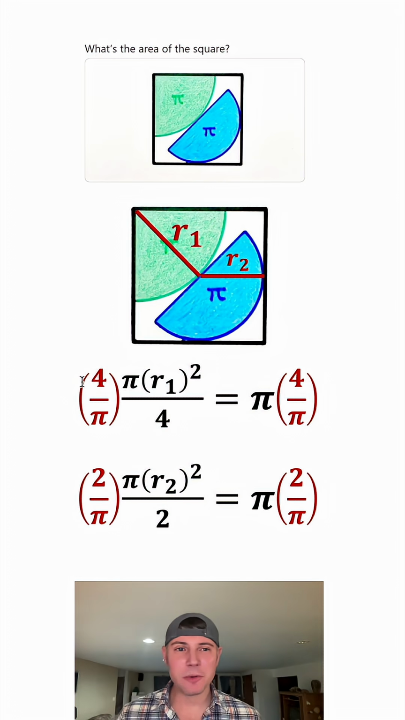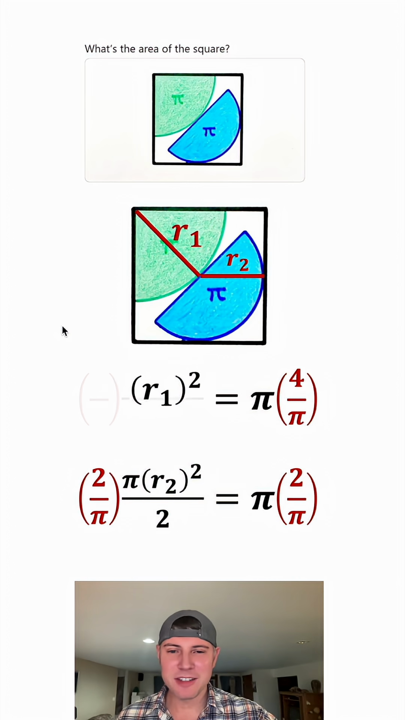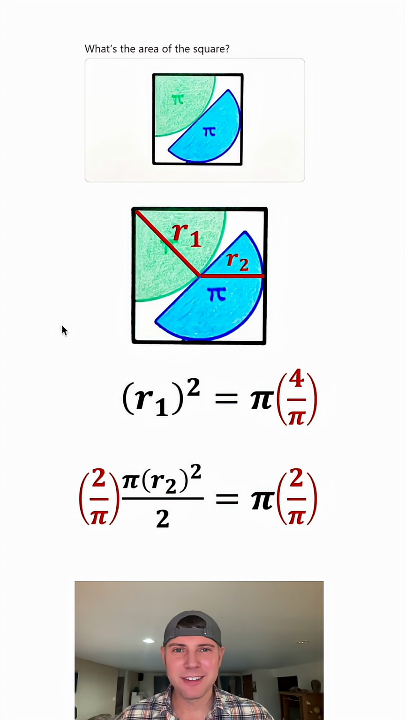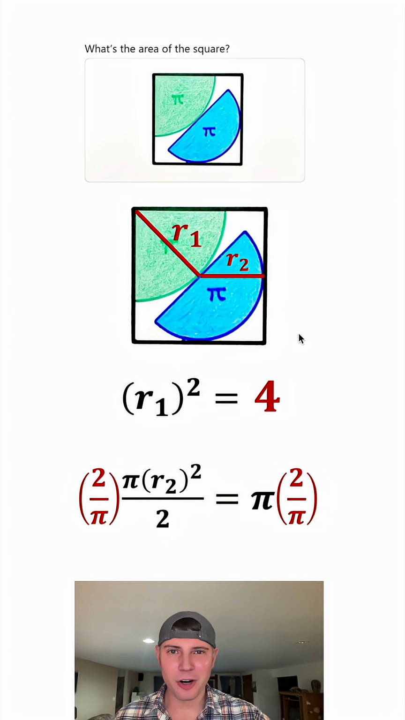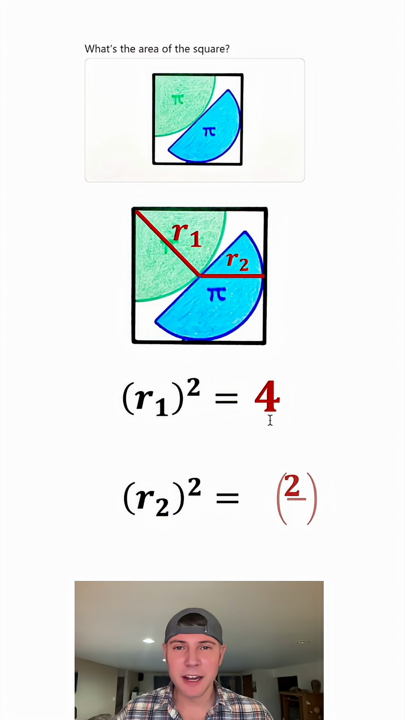And now the reason we use the reciprocal is because these two 4s will cancel each other out, and these two pi's will cancel each other out. So on the left-hand side, we just have r sub 1 squared. And then on the right-hand side, this pi and this pi will cancel each other out, so we just have 4. And same thing down here, this 2 and this 2 will cancel each other out, and the pi will cancel each other out, leaving us with r sub 2 squared. And then on the right-hand side, pi and pi will cancel each other out, and that'll leave us with 2.